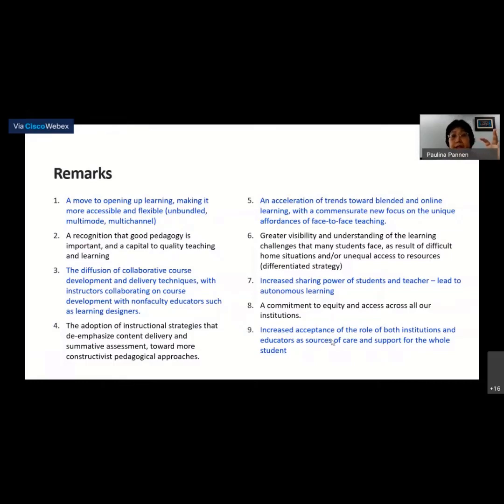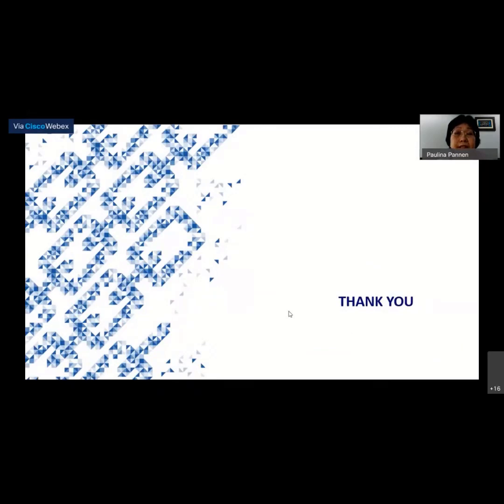And then also increased acceptance that the role of institutions and educators is as a source of care, not a source of information anymore. So everything we preached prior to COVID-19 is happening during the COVID-19 pandemic, and it will continue as the new normal for all of us in the education sector, especially in Indonesia, I would say, and also, I believe, in many other countries in ASEAN. With that, thank you very much. I hope this will be a good discussion follow-up.